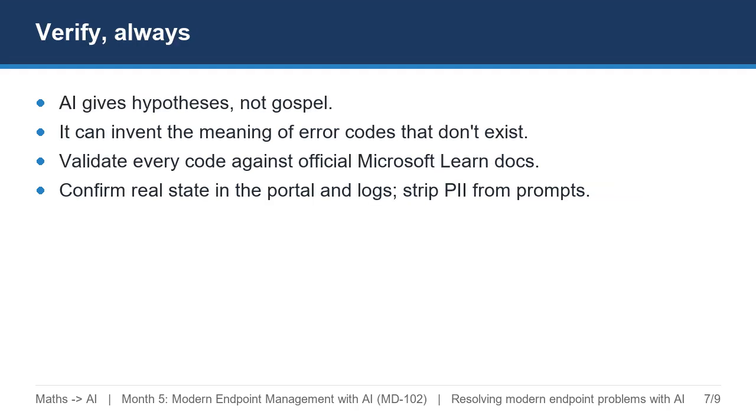This is the non-negotiable slide. AI gives you hypotheses, not gospel. It will confidently tell you what an error code means, and sometimes that meaning is pure fiction. So validate every code and claim against official Microsoft Learn docs, and confirm the real state in the portal and the logs before you touch anything. Cross-check the IME log against what the AI told you. And strip out secrets and user PII before pasting into any public model. The AI narrows the search, the evidence closes the case.